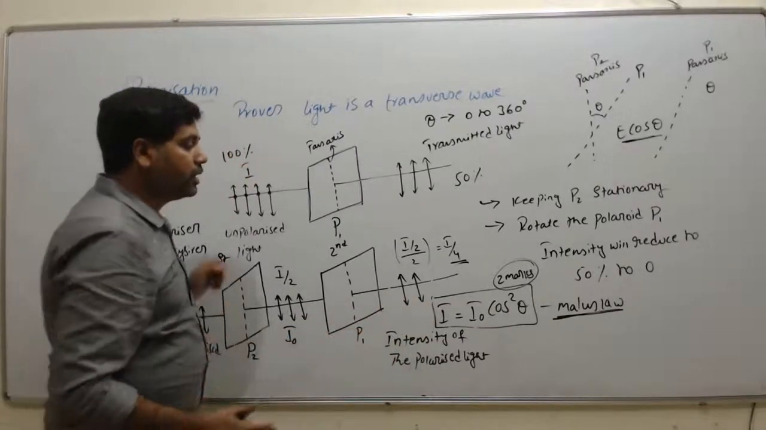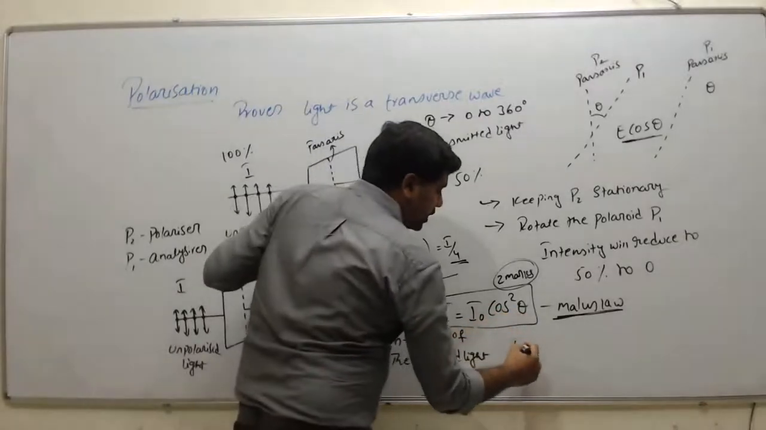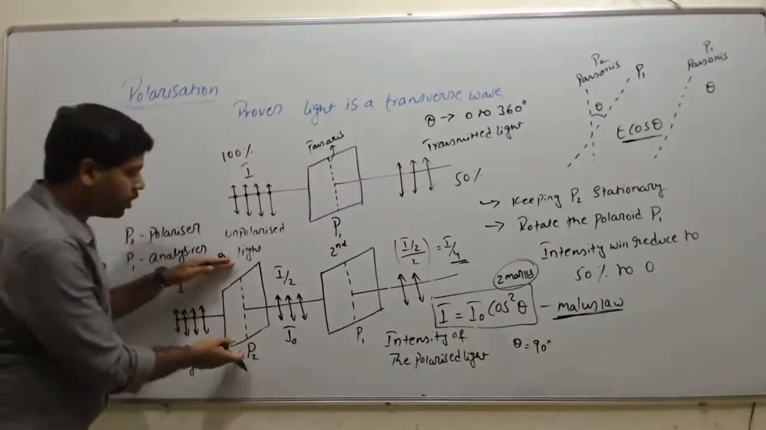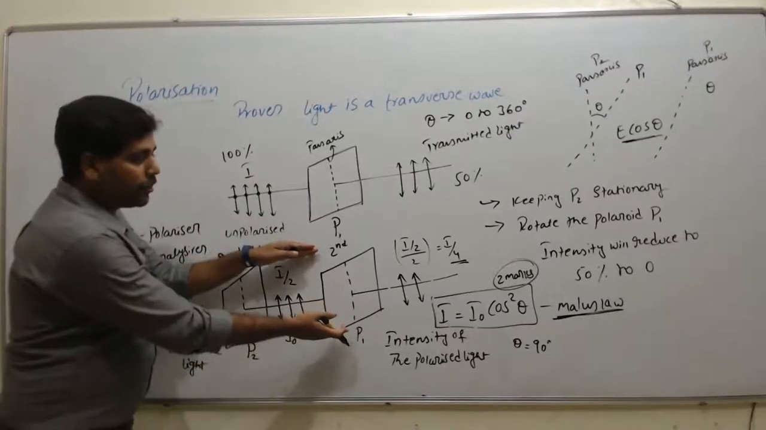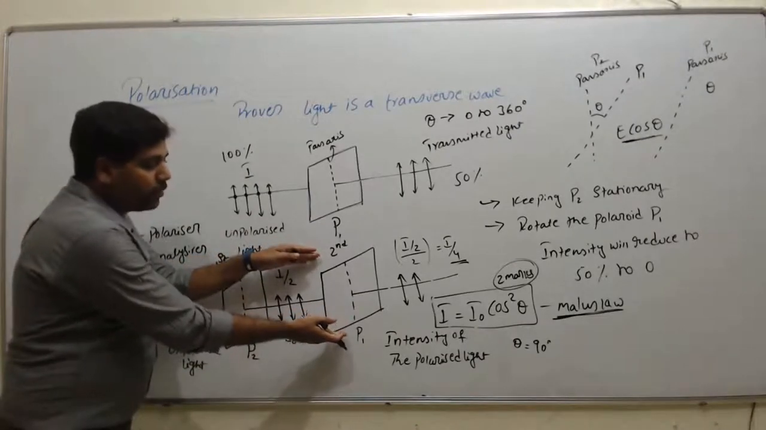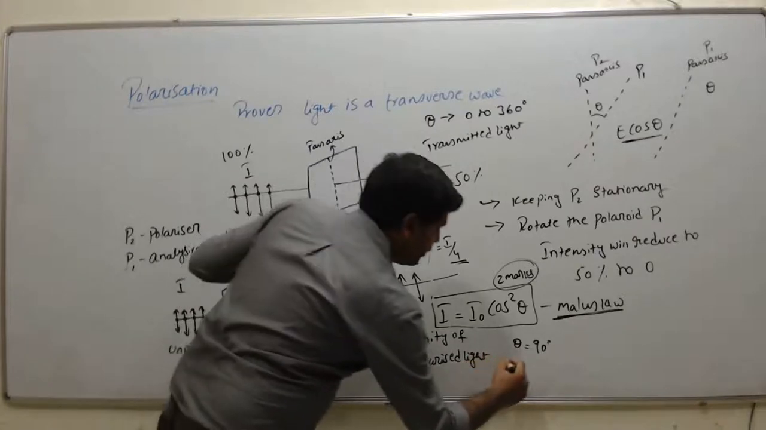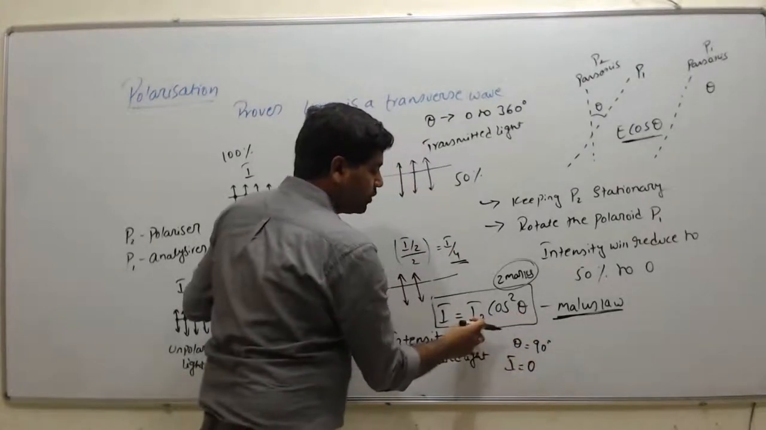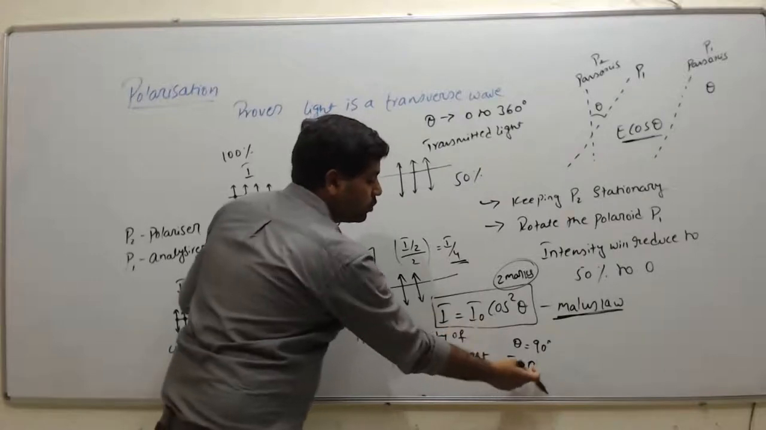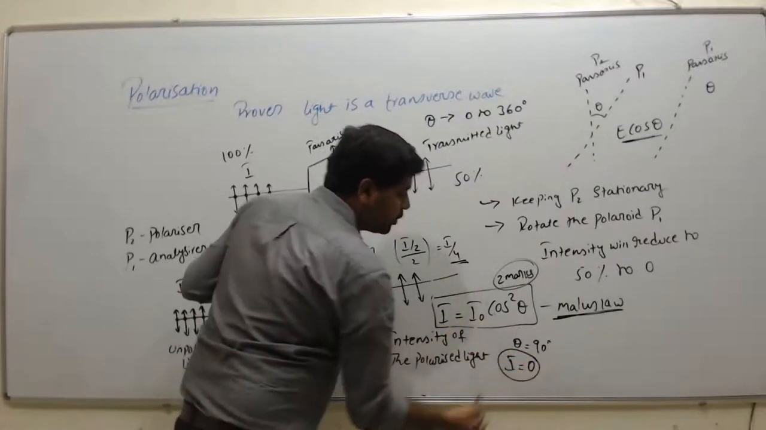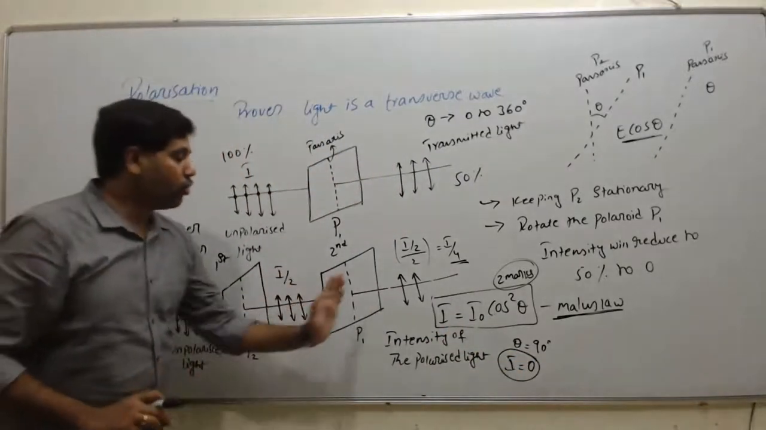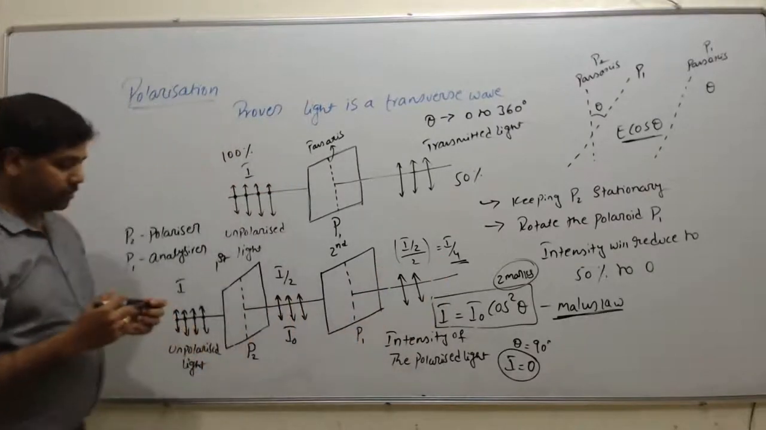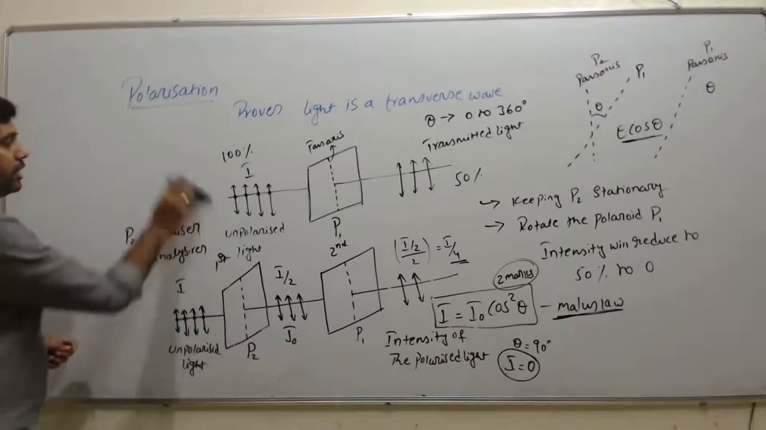Next, if we put the value of angle theta equal to 90 degrees, that is, the polaroid P2 is perpendicular to the polaroid P1, then the intensity will be 0 because cos 90 is 0, so 0 into I naught is 0. So I is equal to 0, which represents what? There will be no light passing through the polaroid P1, right?